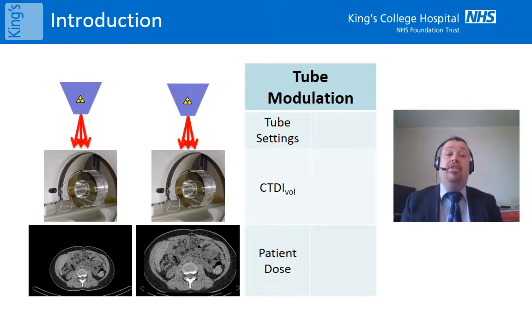The situation is different if tube modulation is used. In this case, when scanning a larger patient, the CT tube settings will increase. Therefore, the CTDI will go up. The effect on patient dose will be determined by how closely the increase in tube settings matches the increase in patient size. The bottom line to all of this is that CTDI is only useful for comparing radiation doses if we know the weight of the patient and compare doses based on patient cohorts with standardized weights.